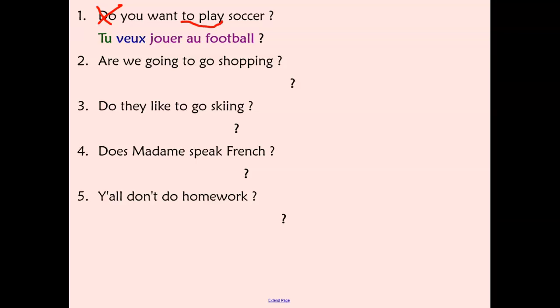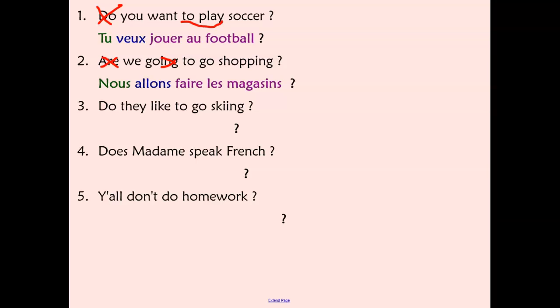So numéro 2, are we going to go shopping? Now, once again, we have way too many words here. We do not need a word for are. Going, ignore that ing, just go, okay? Essentially, you're putting together the phrase, we go to go shopping. Nous allons. Now remember, to go shopping in French, they say to do the stores. So nous allons faire les magasins. When we stick a question mark at the end, we read it as nous allons faire les magasins. Are we going to go shopping? It's happening in the future.